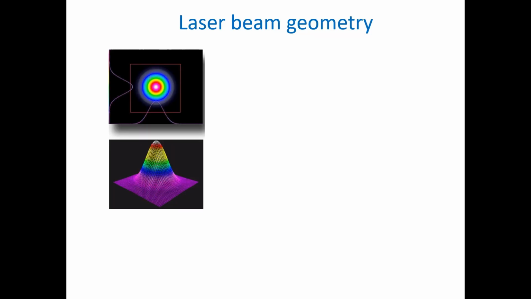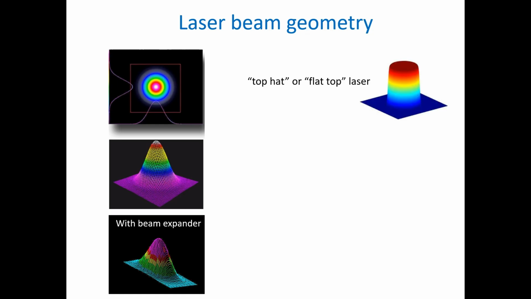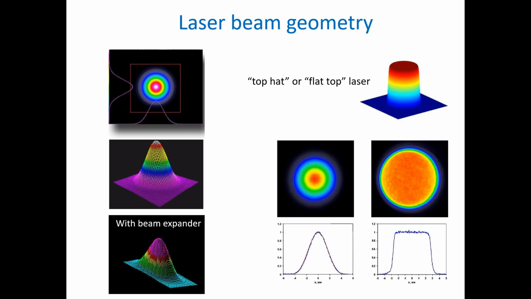Laser beam geometry will affect the accuracy of the fluorescence measurements. As you can see here, the highest laser power is in the center of the beam. Beam expanders are often used, which widen the highest power area of the beam. And most instruments now use top hat or flat top lasers, which have a broader and more uniform power distribution.